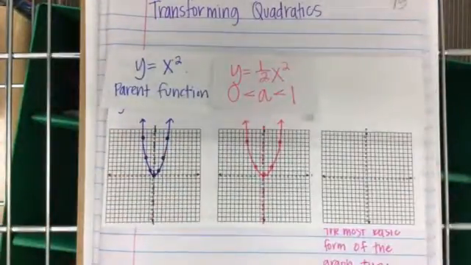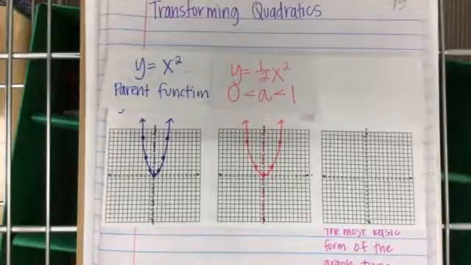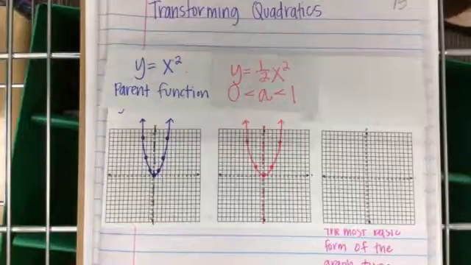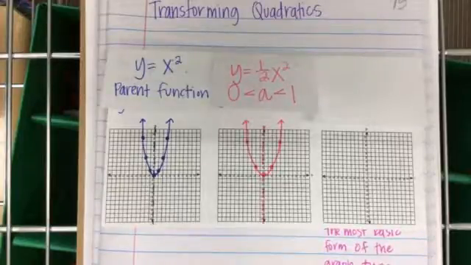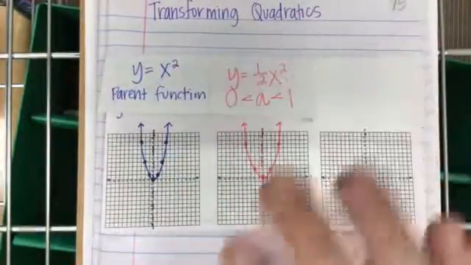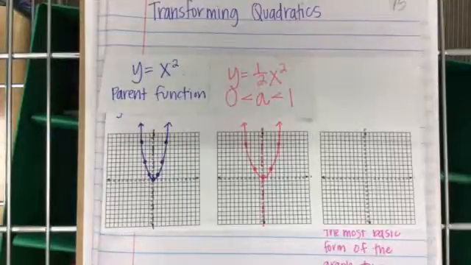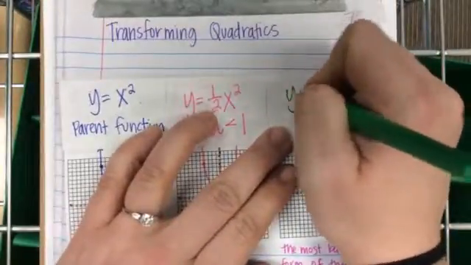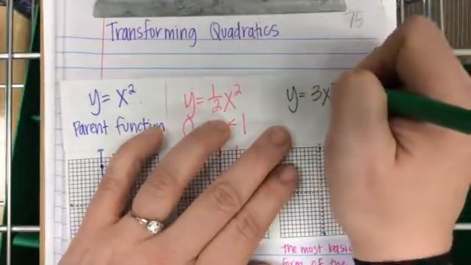What happened between the parent function, which is just perfect and beautiful? What happened when I changed my a value? It got wider, but do you think it's any a value? The a value in this problem is between 0 and 1. If your a value is between 0 and 1, your parabola gets wider. What if my a value is greater than 1? What do you think is going to happen? What if my problem is y equals 3x squared?